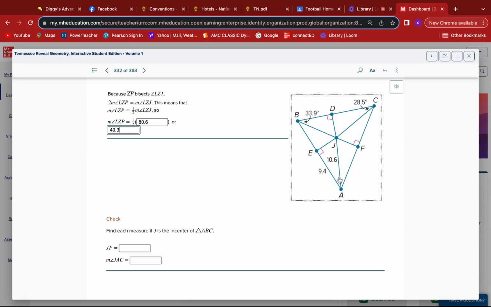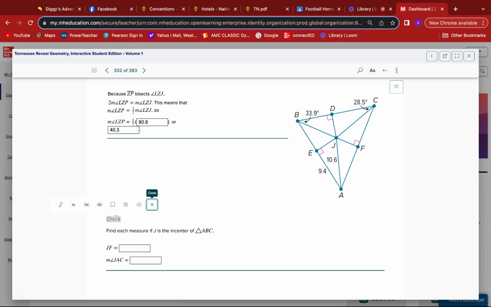Okay, well, here we go. I need to find this big angle A by using the fact that the 3 angles of a triangle add up to 180. And then because they want JAC, just this section of it, the one on the right, that means I'm going to divide by 2. I'll worry about JF here in a second.